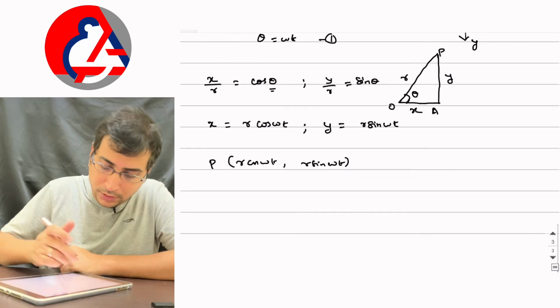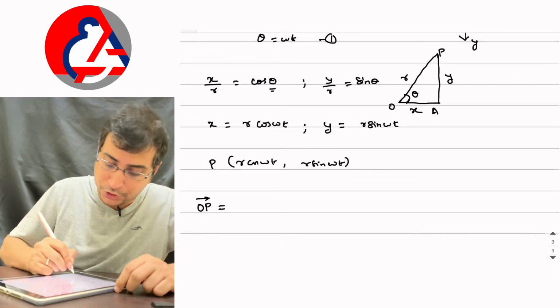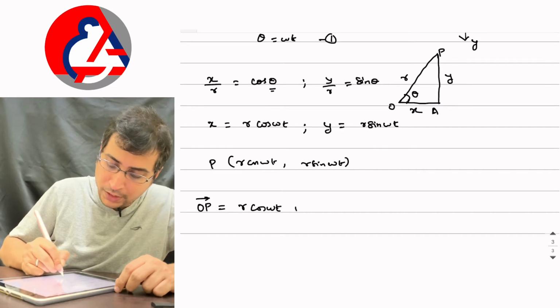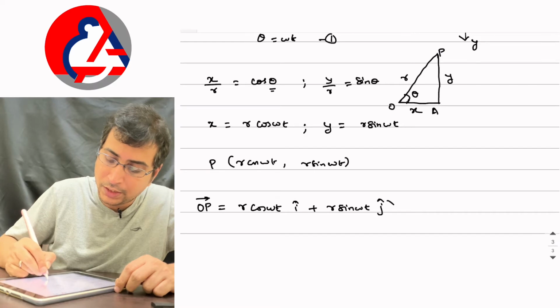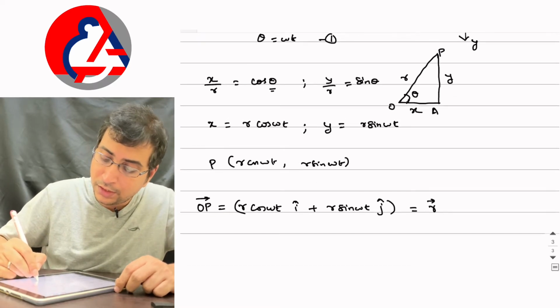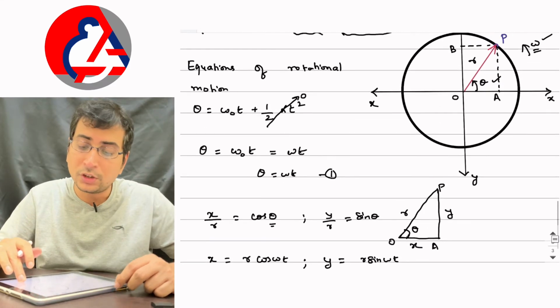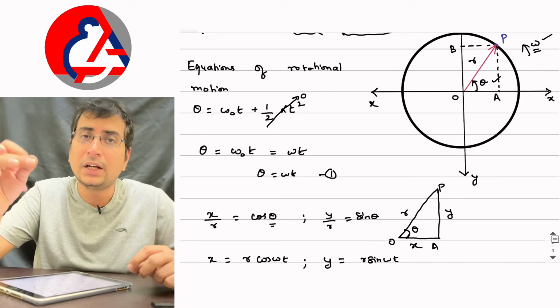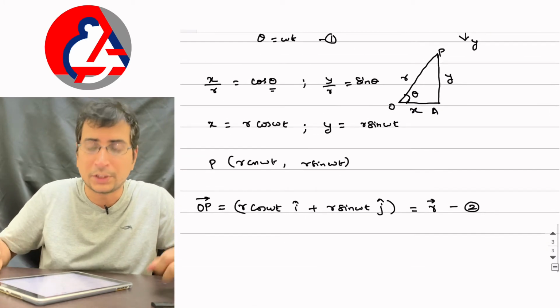So if we consider OP as a vector, then OP vector is given by the expression r cos omega t in the direction of i cap plus r sin omega t in the direction of j cap, right? So let us call this as the r vector. Let this be equation number 2. So we have got the position vector of the particle P at time t with respect to the origin. Obviously position vector means with respect to origin.